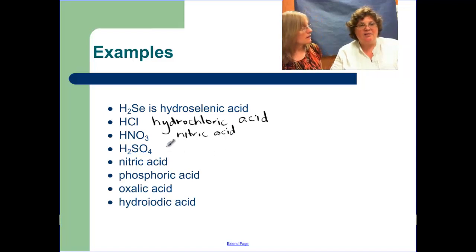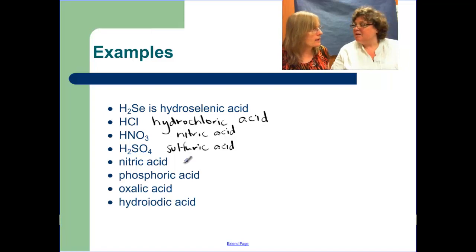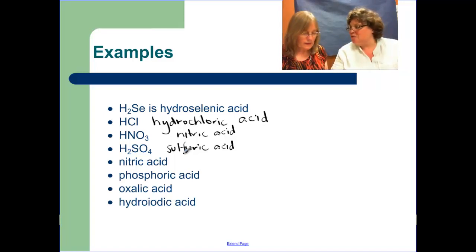Okay. And the next one, 1, 2, 3 elements again. Look at the sheet. Sulfate. It's going to be sulfuric acid. Okay. Nitric. So when you see the name ending in ic, it's going to have to come from an ate ion. So you think ate to ic. So nitric would come from nitrate.